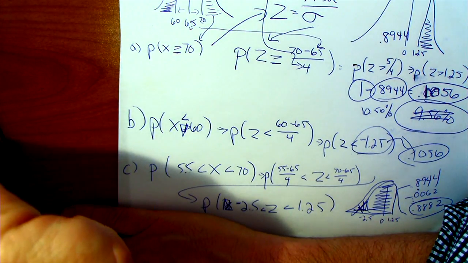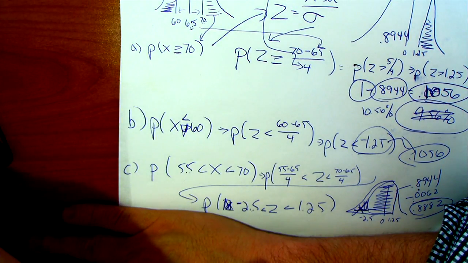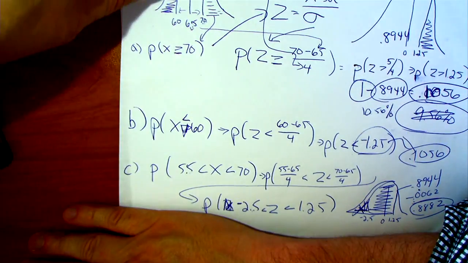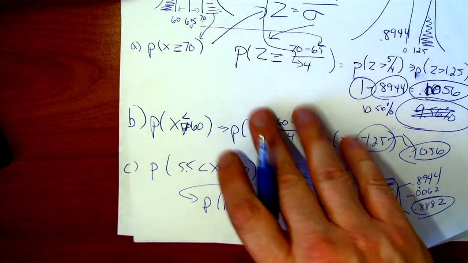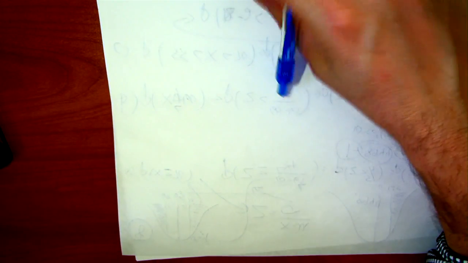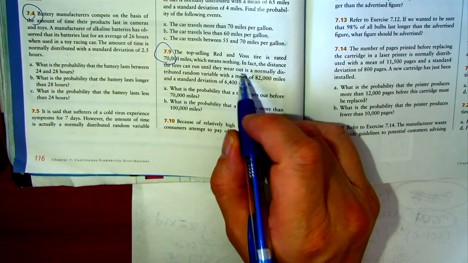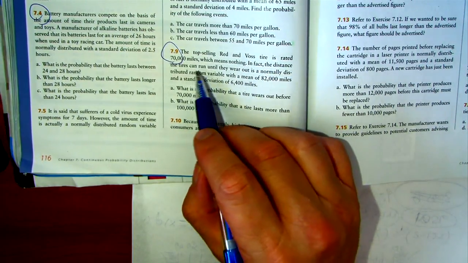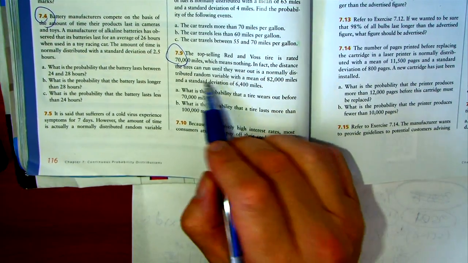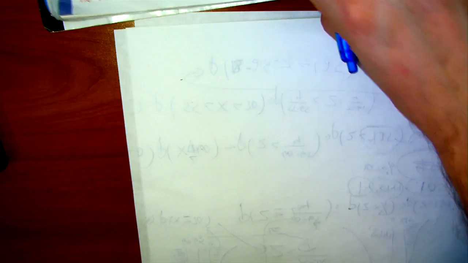Let's do number 9. So that's kind of cool that the mileage you get on a gallon of gas is normally distributed. We talked about a lot of things that are. Another example is number 9. It can also be how long tires last. So let's do number 9, which is on page 116 as well. It says the top selling Redvoss tire is rated at 70,000 miles, which means nothing. In fact, the distance the tire can run until they wear out is a normally distributed random variable with a mean of 82,000 miles and a standard deviation of 6,400 miles.